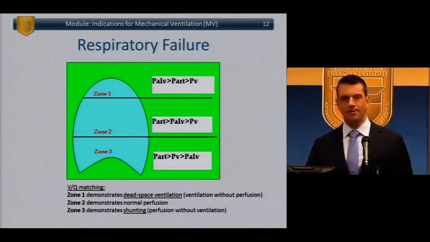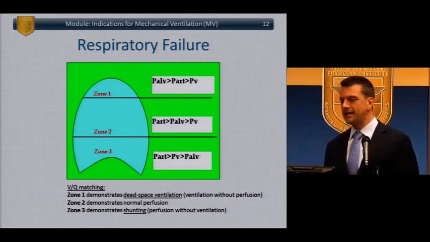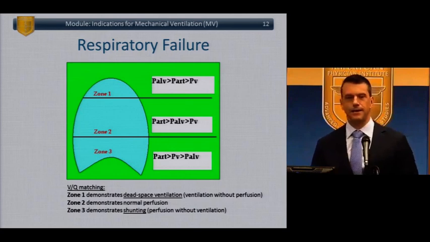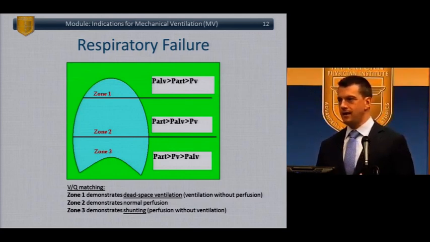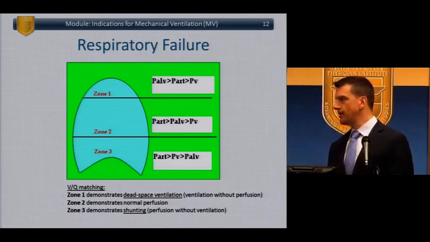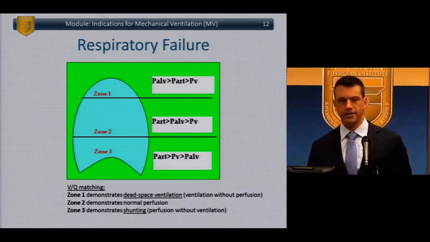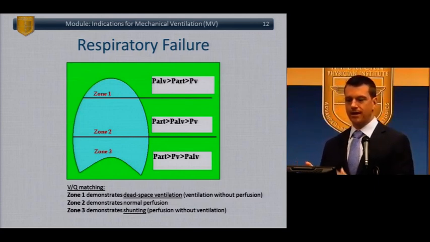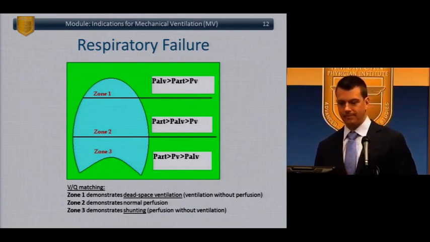Zone 1 is the uppermost portion of the lung. In this area, the alveolar pressure is greatest, then the arterial, then the venous. So this is an area of dead space ventilation, because your pressure in the alveolar is greater than that in the vasculature, you're going to have air but no blood. Zone 2 is where most of our normal respiration occurs, and this is the area where the arterial pressure is higher than the alveolar, and that is higher than the venous. So you get both blood and air to the same place.